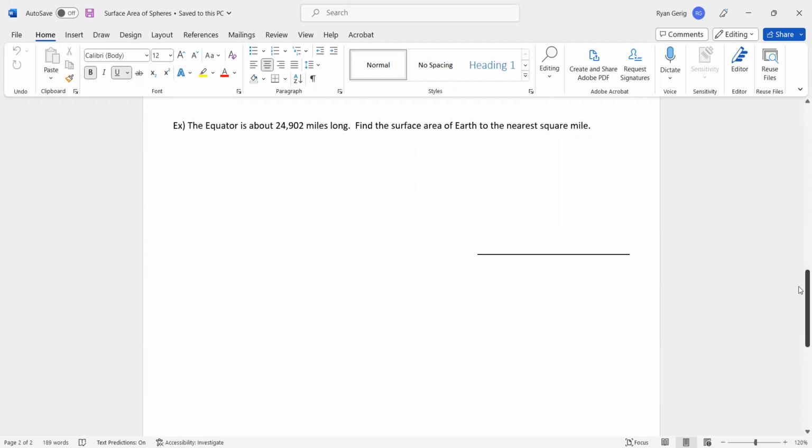So if I walk along the outside of the Earth, 24,902 miles is what I'm going to walk. That represents my circumference. So 24,902 represents the circumference. Well, the circumference is 2 pi r. So to get r, I'm going to divide by 2 pi.